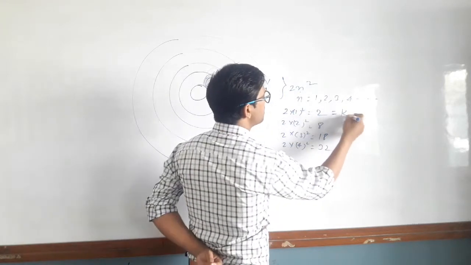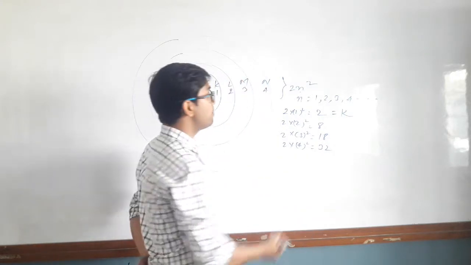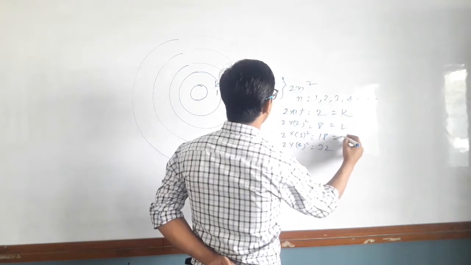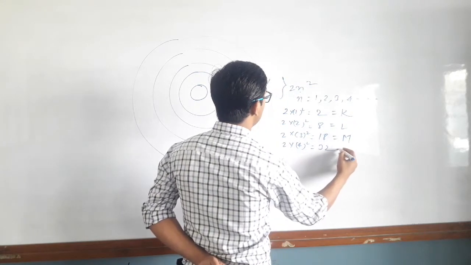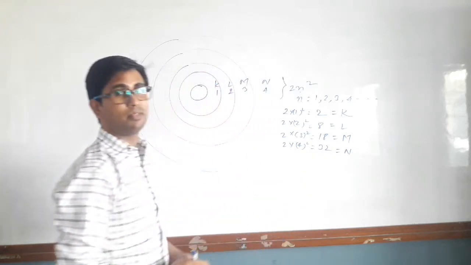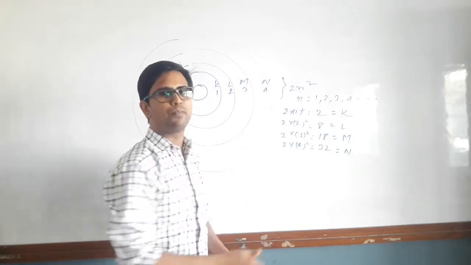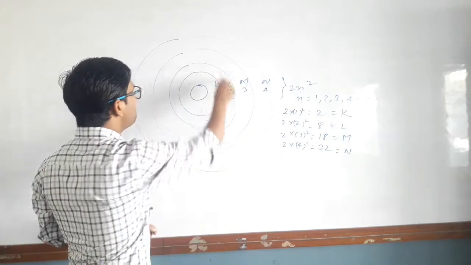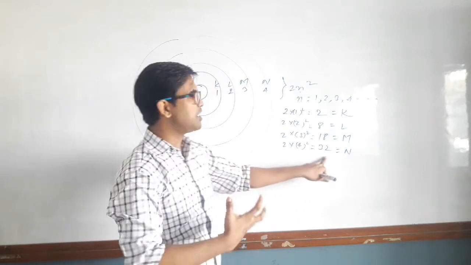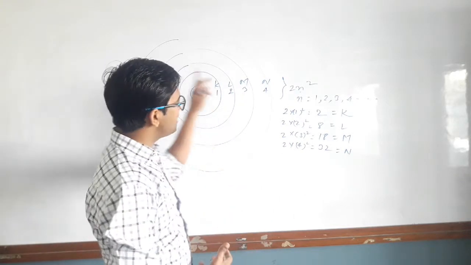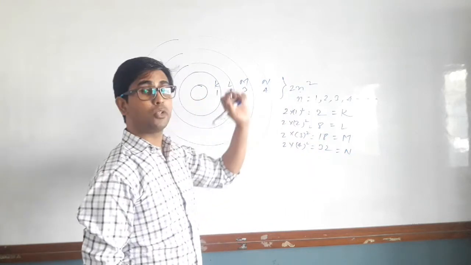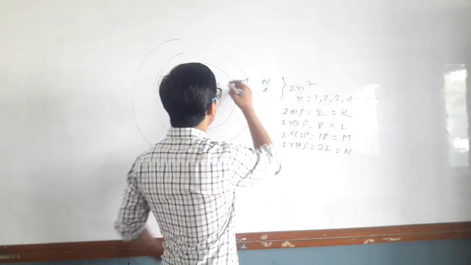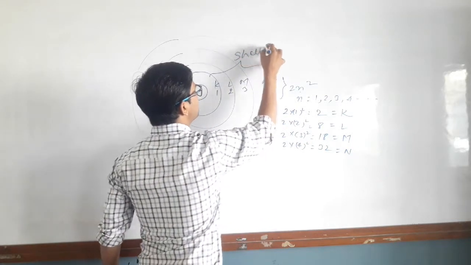So 2 electrons can be present in the K shell in any condition, 8 electrons can be present in the L shell, 18 electrons can be present in the M shell and 32 electrons can be present in the N shell. What does that mean? It does not mean that there is an orbit shaped like this which contains 32 electrons, and another orbit like this which contains 18 or 8 or 2 electrons. No, not that type. These K, L, M, N are termed as shells.